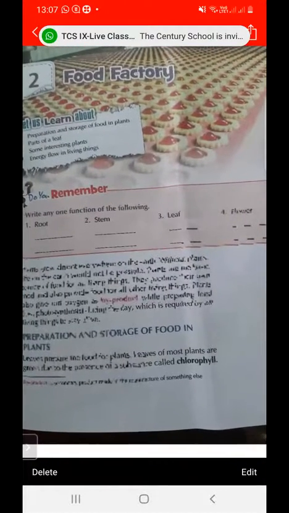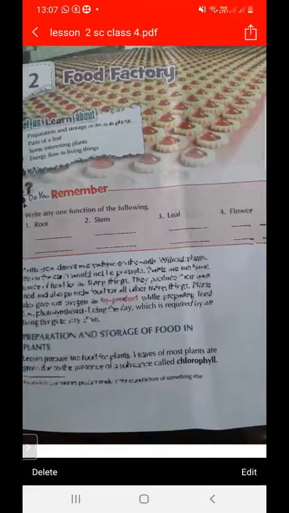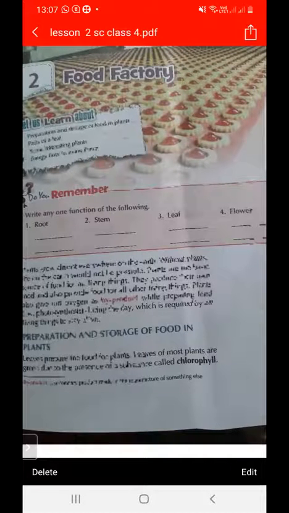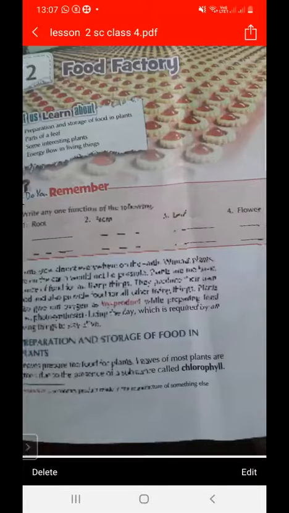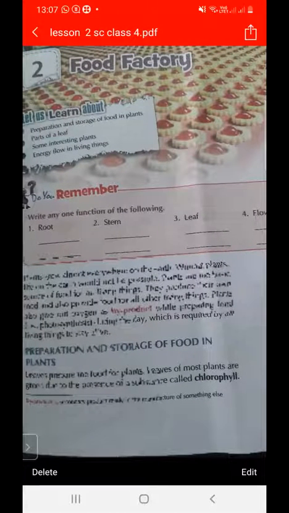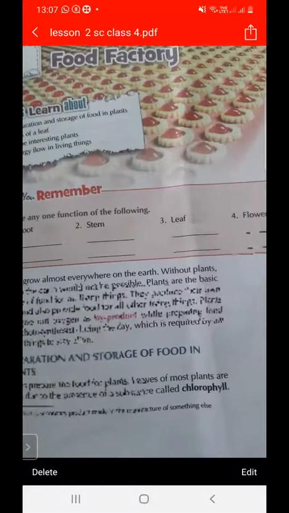First, what is the function of the root? The root absorbs water and minerals from the soil and transports them to all parts of the plant. Second, what is the function of the stem? The stem keeps the plant upright and straight. And what is the function of the leaf?